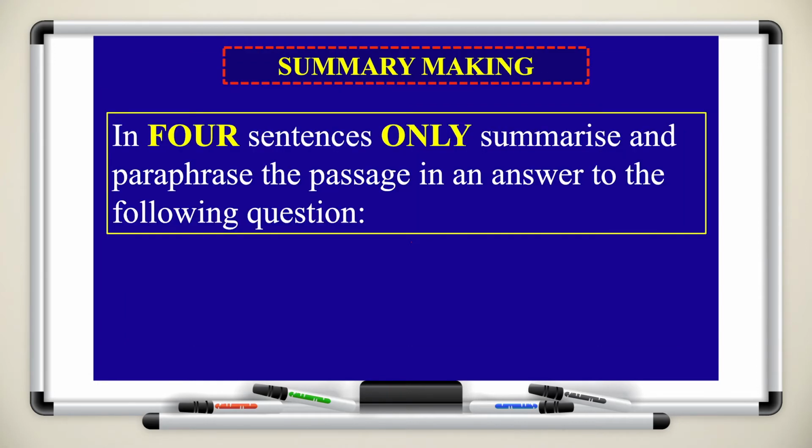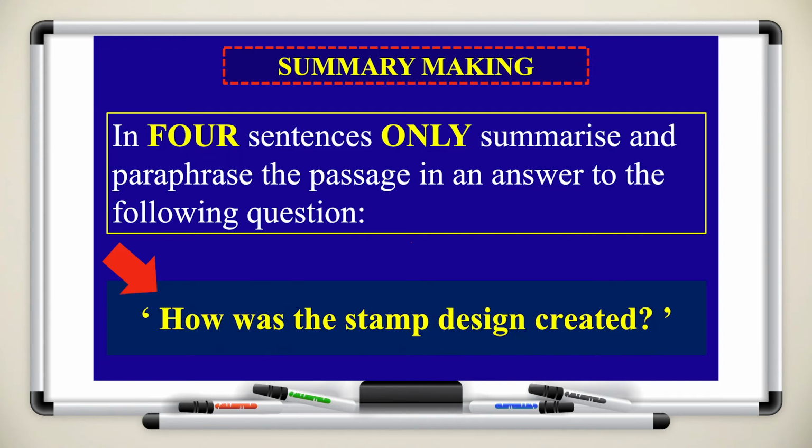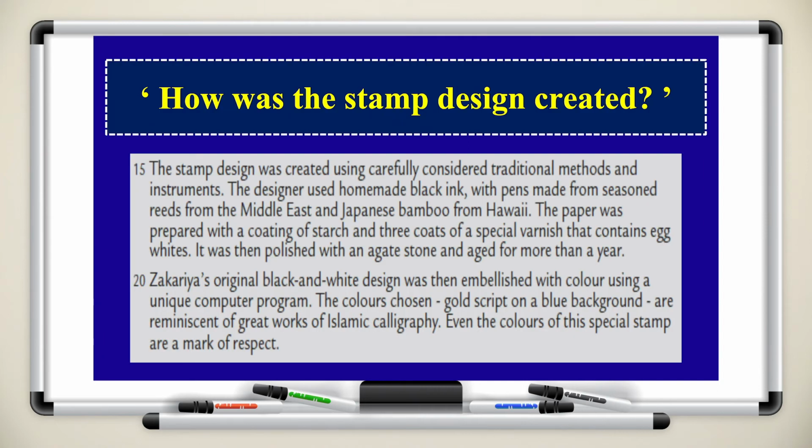Here we have the summary question. In 4 sentences only, summarize and paraphrase the passage in an answer to the following question. Now pay attention to what's asking. We have summarize and paraphrase. Pay attention to these 2 things. Here is the question. How was the stamp design created based on the text we've just read?